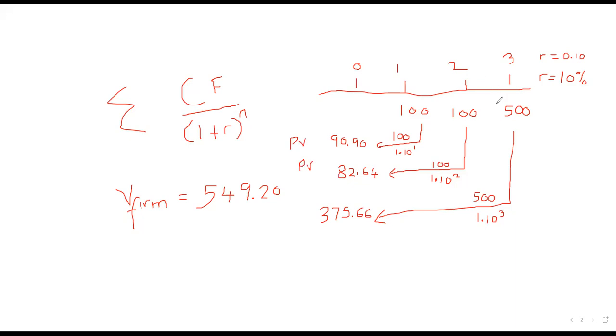How much is the 500 worth today now? So the present value of the 500 will be 375. The present value of the 100 will be 82. So when you evaluate all this, the value of the firm is actually 549, not the 700 that somebody would want.